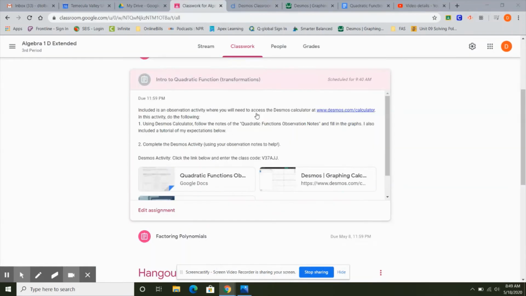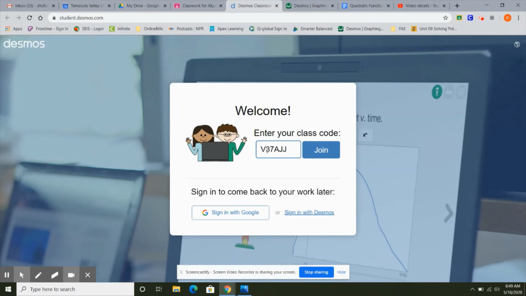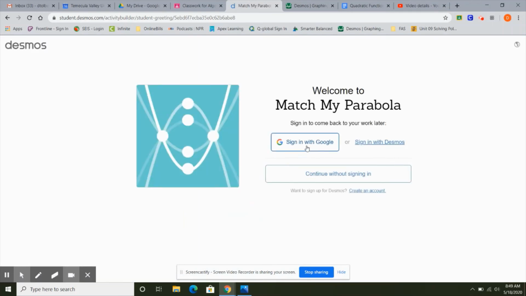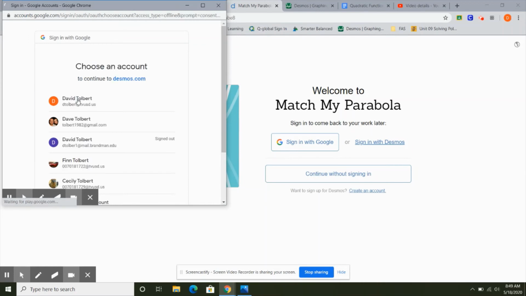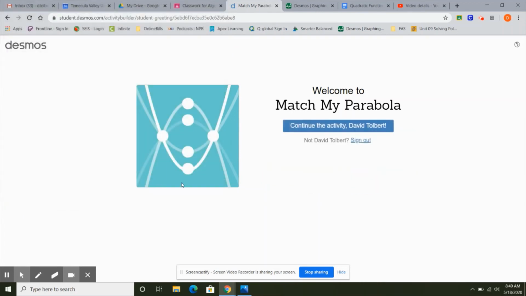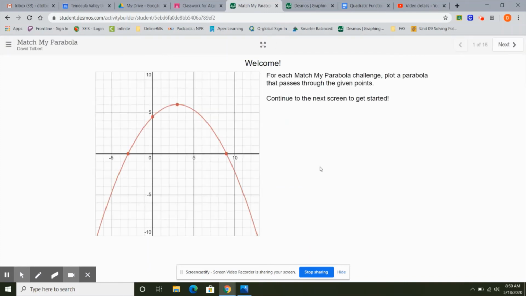All right, guys, so I'm going to show you how to get into the game. First of all, I click on this, making sure that I remember my code. I jump on, and here we have V37AJJ. Okay, so I hit join. And then once it loads up, I can sign in with my Google account, and I'll just do mine real quick. Yes, so it kind of started already, but just so you know, this is how it looks.